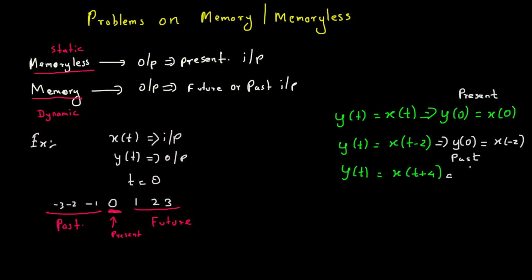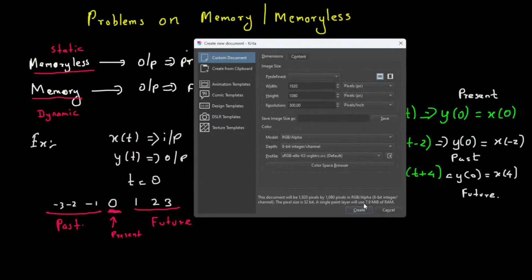And the third one, if we substitute 0 for t, y of 0 gives us x of 4, and this is a future because we are getting a positive x of 4. This is also a memory system because the output of the system depends on the future input. So that's how we can determine whether a given equation or system is memory or memoryless. Let's see some more examples.